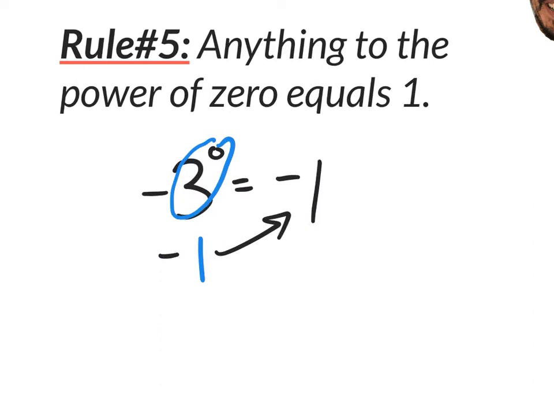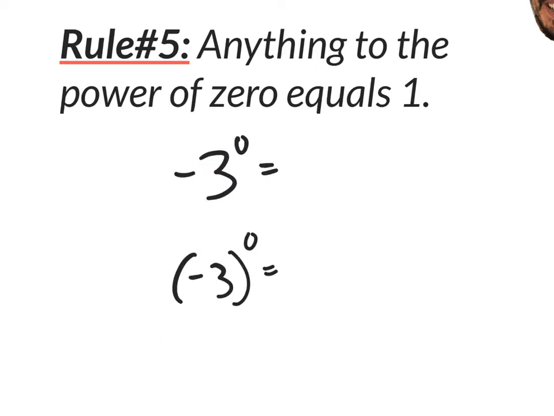Now let's compare that original negative 3 to the 0 with negative 3 in parentheses to the 0. The top one is negative 1. The bottom one is positive 1. You guys get it? So anything to the power of 0 is 1.